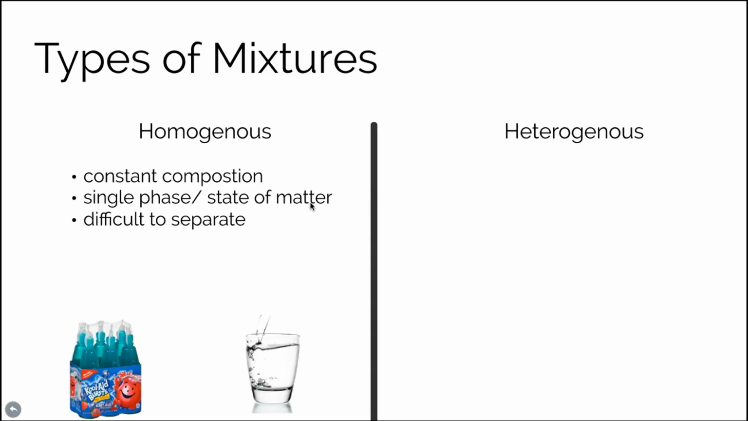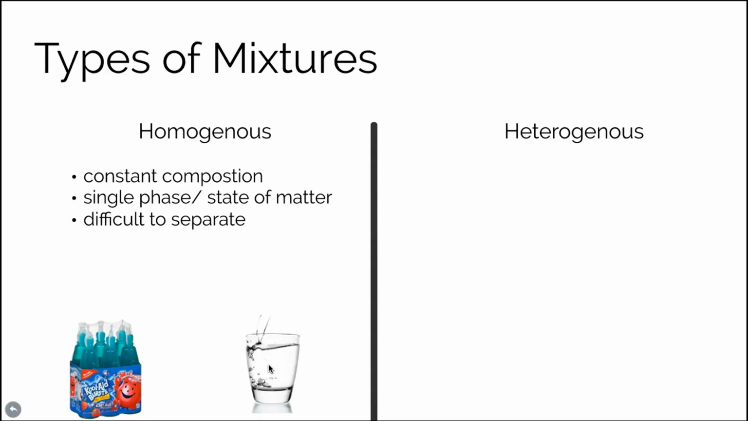So what I mean by a constant composition or a single phase is that they're all in the same state of matter. If you think of the Kool-Aid, it's a drink. There's no chunks in it, and because it's all liquid, you can think of it as being a single phase. Same thing for the salt water. Again, it's all liquid, even though there's salt dissolved in the water, and it's very difficult to separate it out with physical means. If you try to scoop it out with a spoon, or if you try to filter it out, it would be very difficult to get it all out.